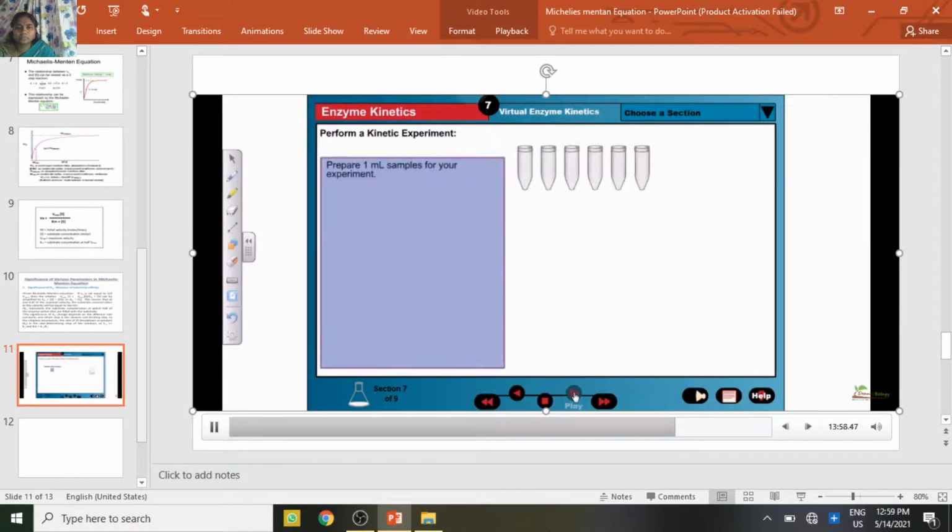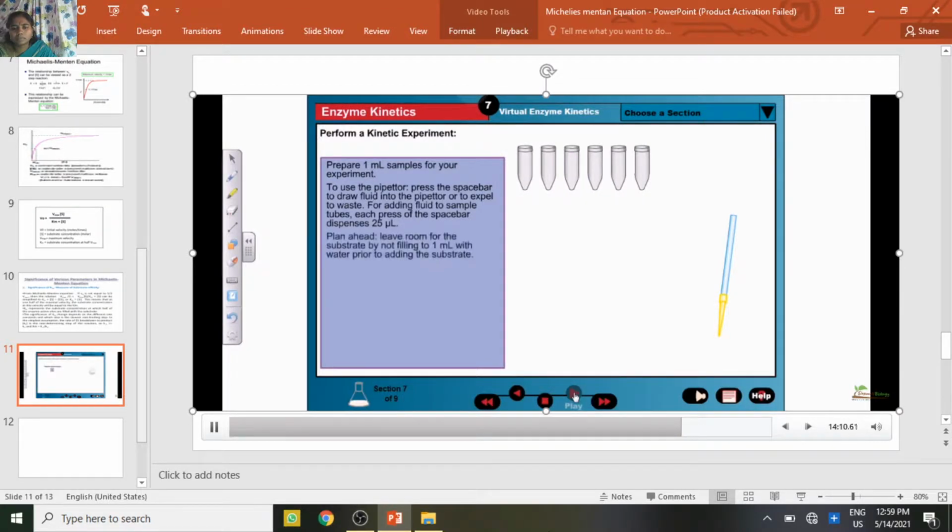First, prepare 6 1 milliliter reaction samples. Use the micropipetter to add samples dropwise to the tubes. Be careful, sometimes the order of addition matters. Be sure to leave room in the tube for substrate, and do not add substrate to any tube until all samples are ready.